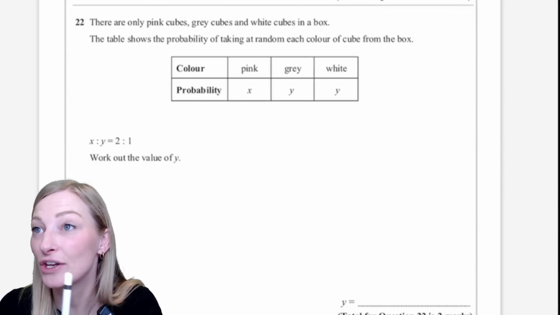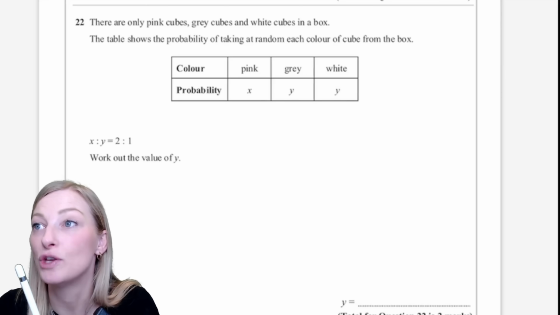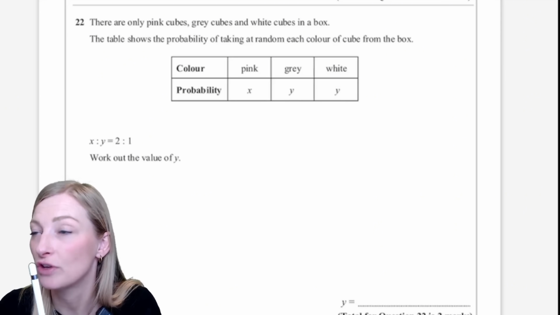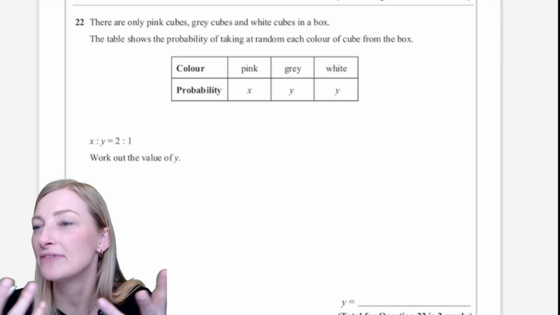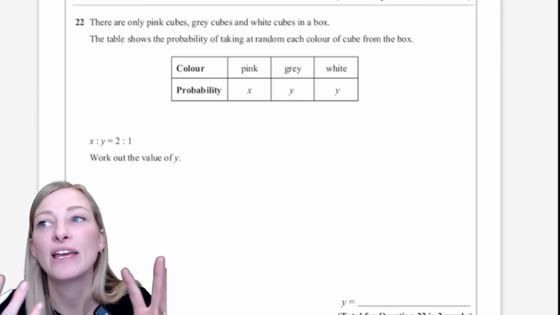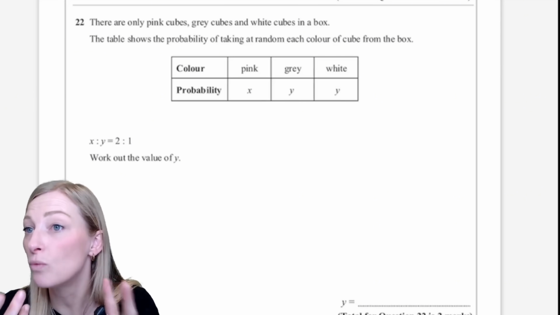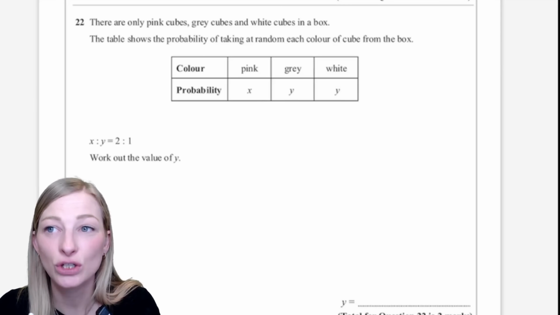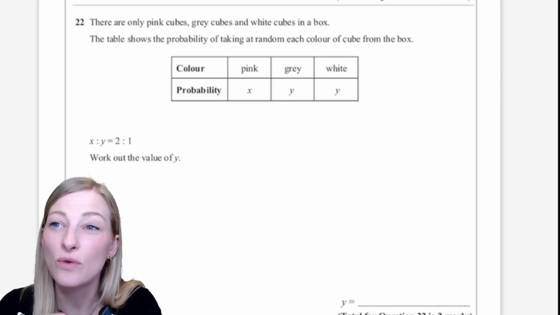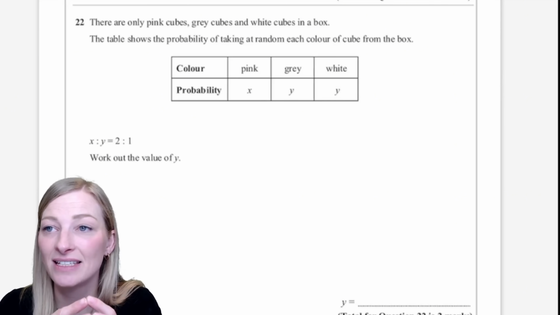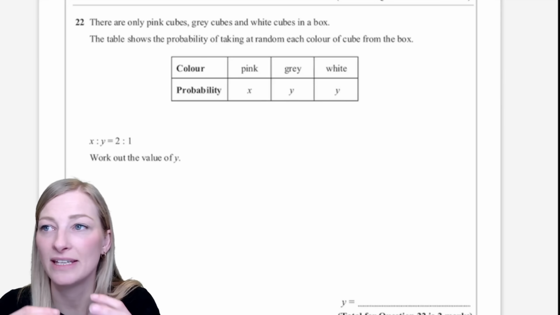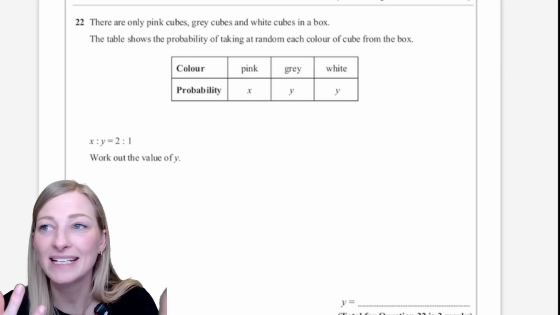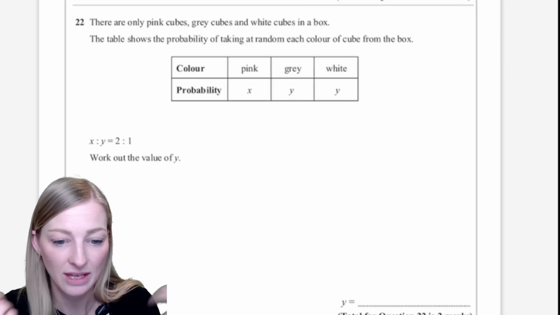There are only pink cubes, grey cubes, and white cubes in a box. The table shows the probability of taking at random each colour of cube from the box. So the probability of taking pink is X, the probability of taking grey is Y, and the probability of taking white is Y. It then says that the ratio X to Y is 2 to 1. So we know that whatever the probability of X is, it's double the probability of Y. Now, that is a little bit tricky to get your head around the way that that's written, but Edexcel seem to like giving it to you like this more and more often.